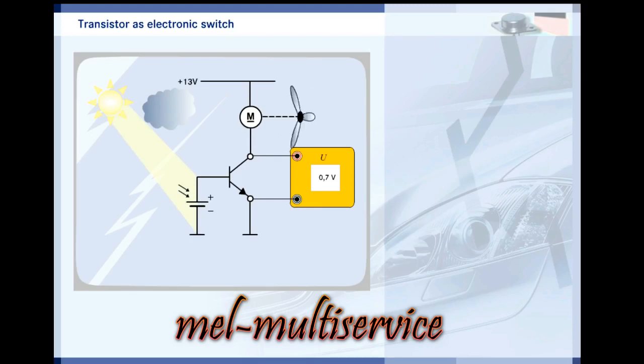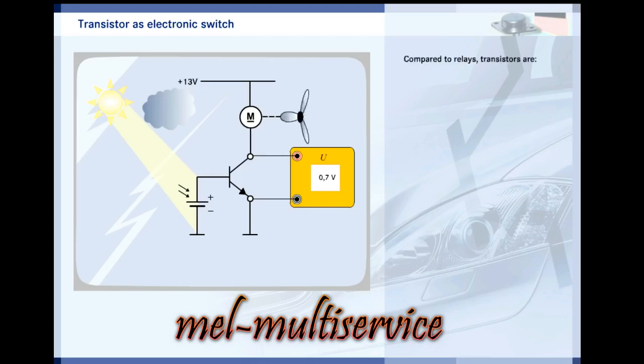Think about the state of the fan control circuit in each case. Does base current flow? Does collector current flow? What is the voltage at the collector in each case? What is the voltage at the motor?